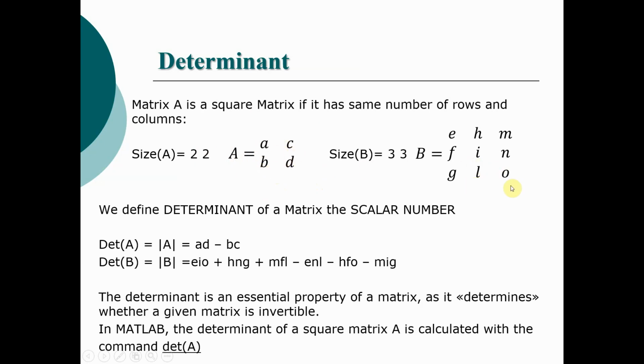For a 3 by 3 matrix, it can be calculated in many different ways. You can choose any of the rows or columns as basically the pivot, and if we, for example, choose the first row, then the determinant of this matrix is going to be E times (IO minus NL) minus H times (FO minus NG) plus M times (FL minus IG). Or you can use any other row or column. You just have to know that based on the indices of the pivot elements that you choose, the plus or minus sign might be different.